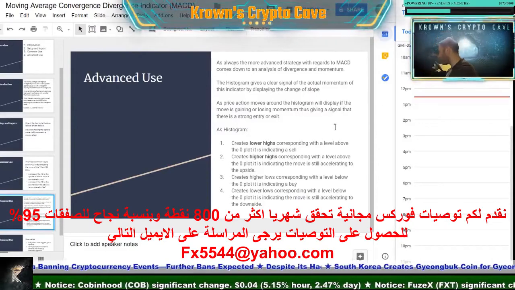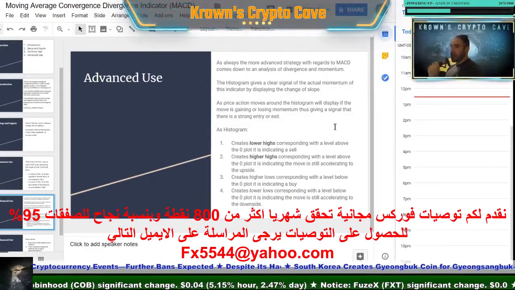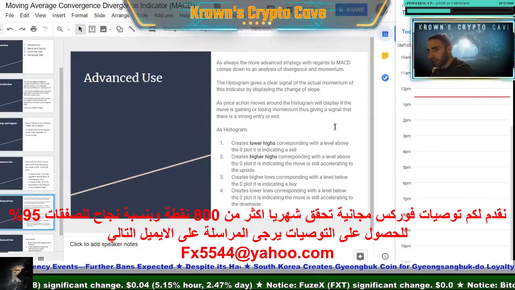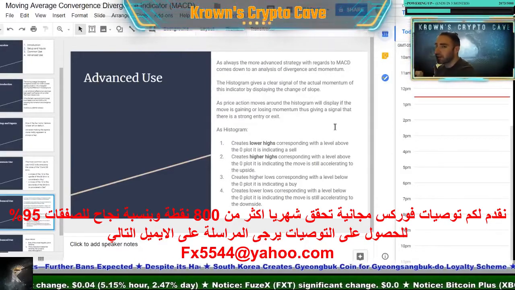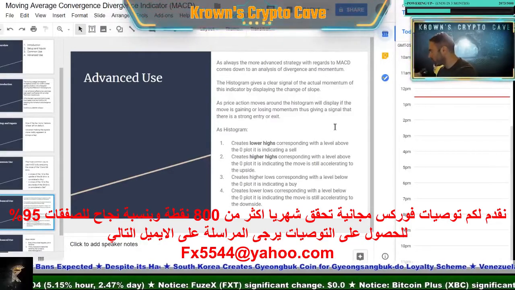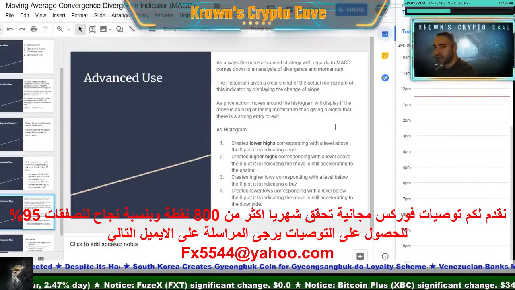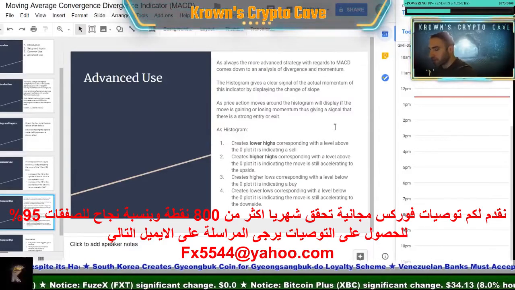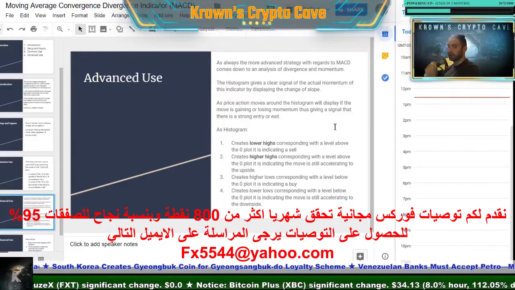The writing gets smaller now, doesn't it? As always, the more advanced strategy with regards to MACD comes down to an analysis of divergence and momentum. The histogram is what we'll first be talking about, and that gives a clear signal of the actual momentum of this indicator by displaying the change of slope. So it's essentially telling us the difference between the signal and the MACD. As price action moves around, the histogram will display if the move is gaining or losing momentum, thus giving a signal that there is a strong entry or exit. So this is our first more advanced way of using this.